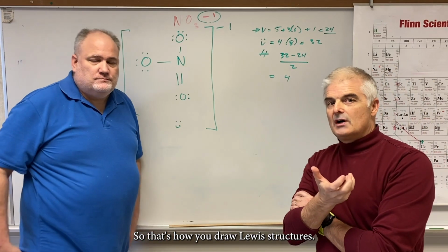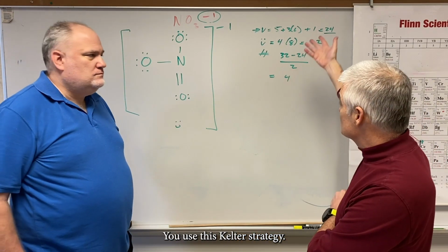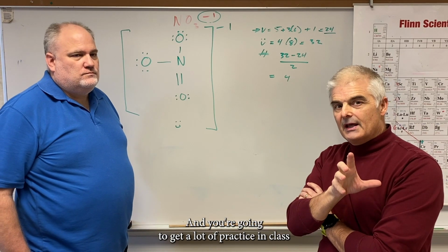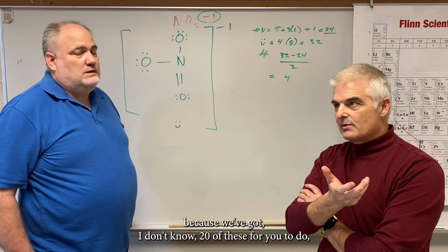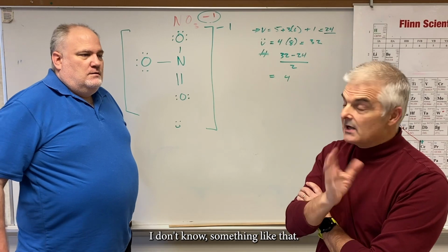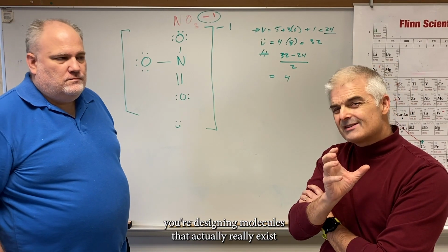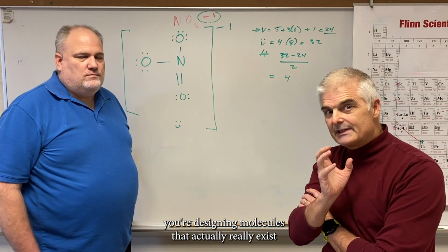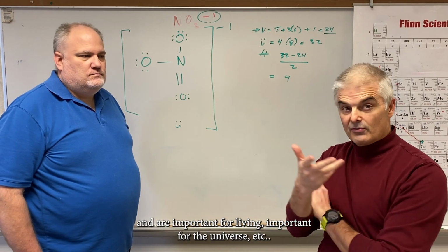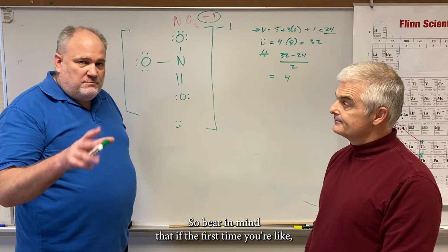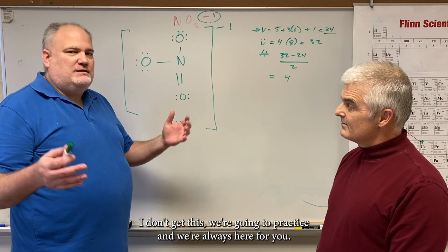So that's how you draw Lewis structures. You use this Kelter strategy, the bonds, subtract, all that stuff that we've been talking about. And you're going to get a lot of practice in class because we've got, I don't know, 20 of these for you to do. It's easy. But it's cool too because you're designing molecules that actually really exist and are important for living, important for the universe, etc.